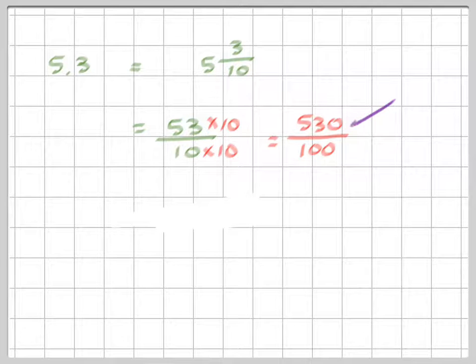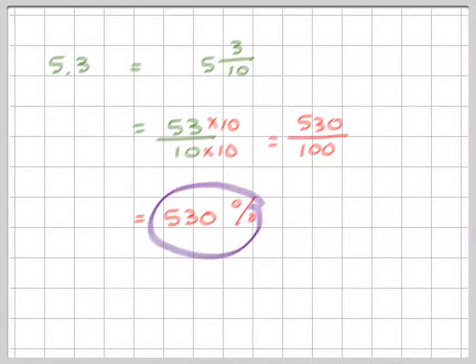And you can see that's a big number, but it doesn't matter. These things do exist, and this is correct as it stands. It is still a percent. That is still a percent, and we're going to rewrite it now as 530%. It's a big percentage, that.